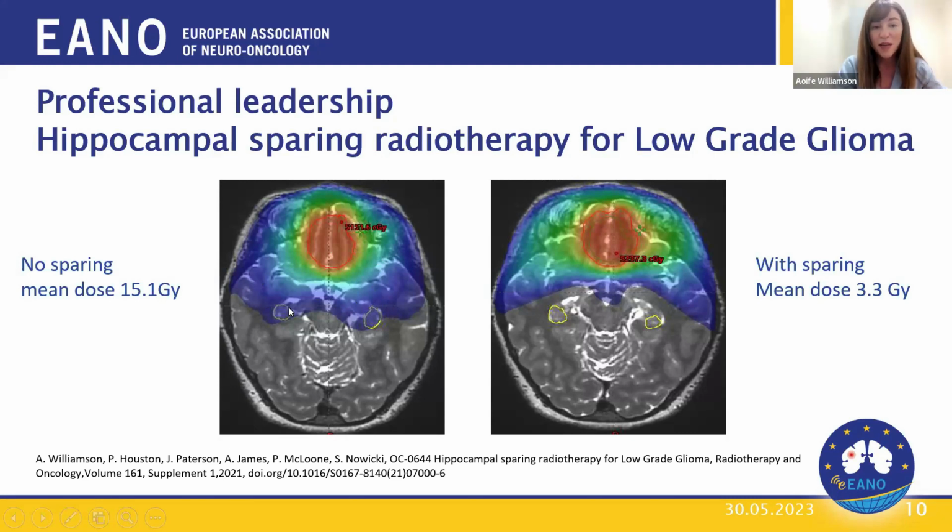And you can see when we outline the hippocampus, but we don't employ any hippocampal sparing techniques, the mean dose for both these hippocampi was 15.1 gray.